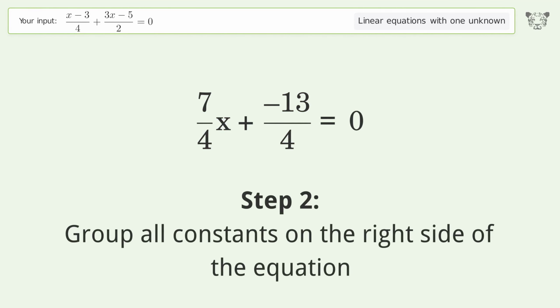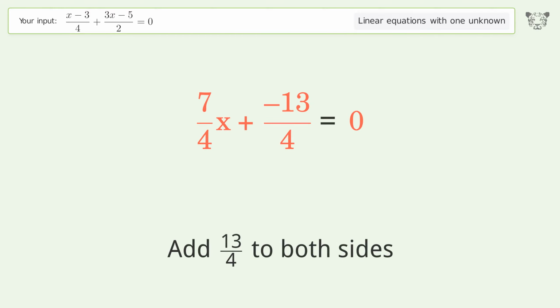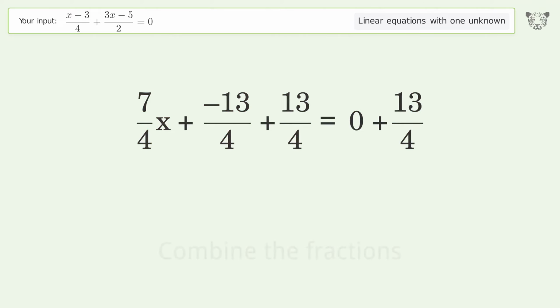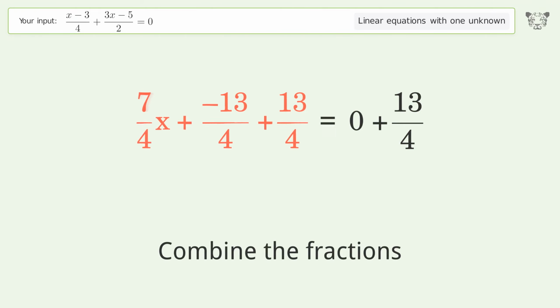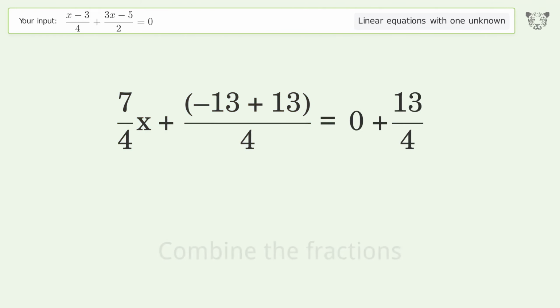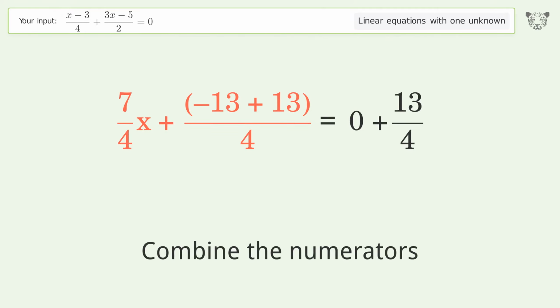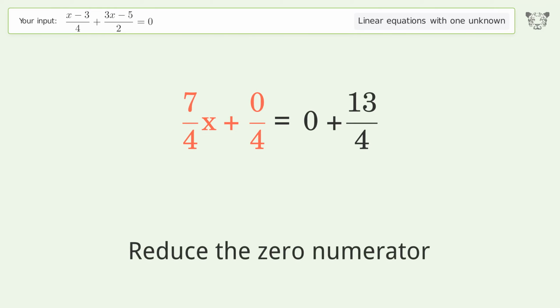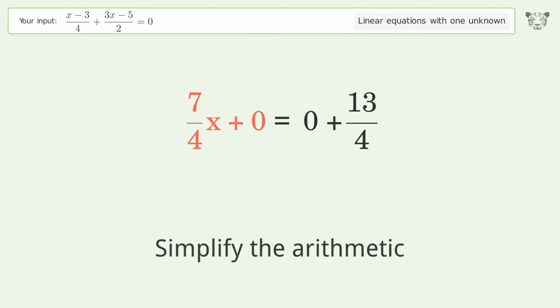Group all constants on the right side of the equation. Add 13/4 to both sides. Combine the fractions. Combine the numerators. Reduce the zero numerator. Simplify the arithmetic.